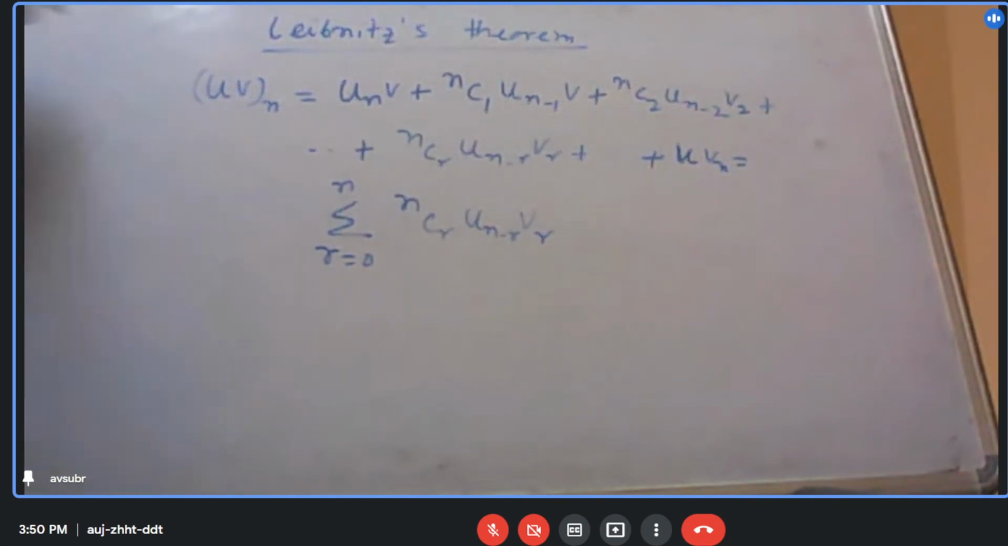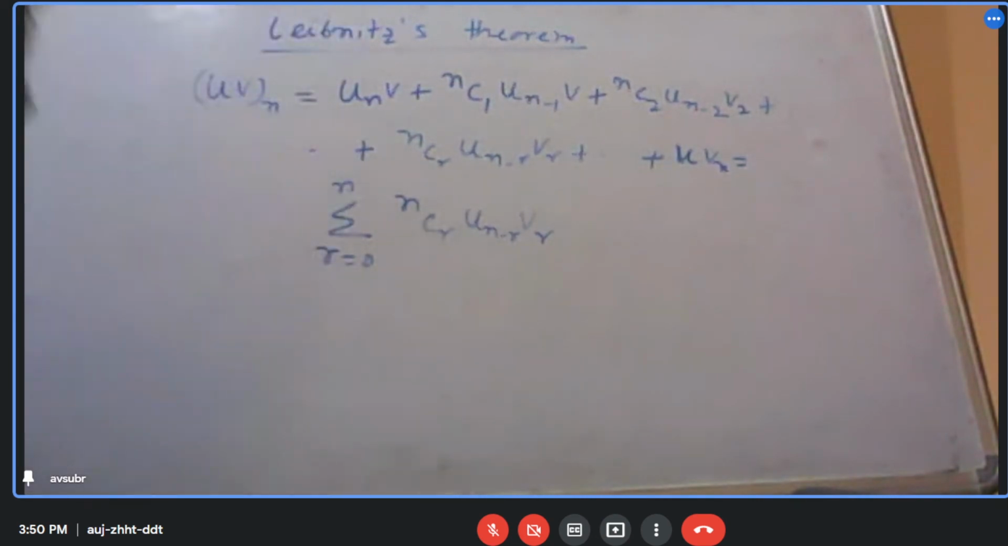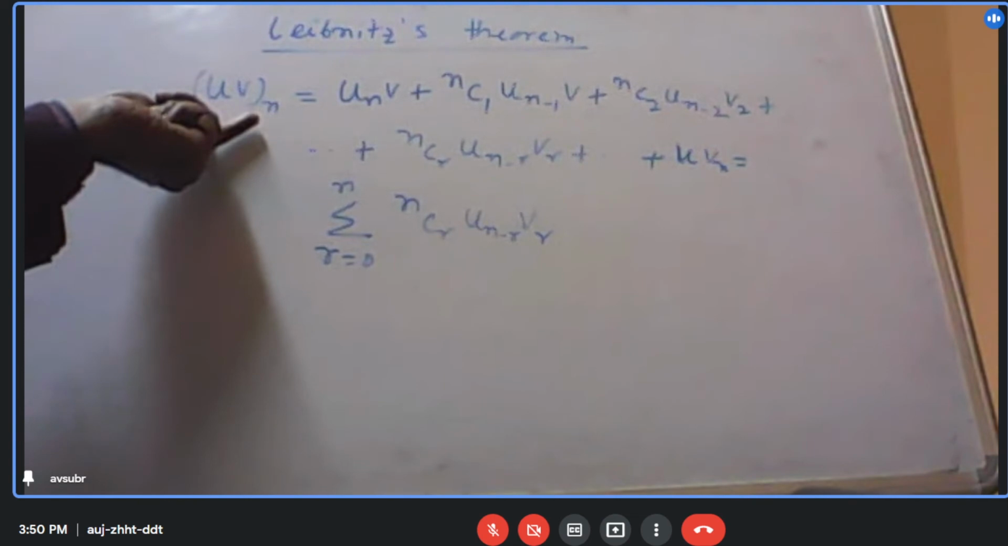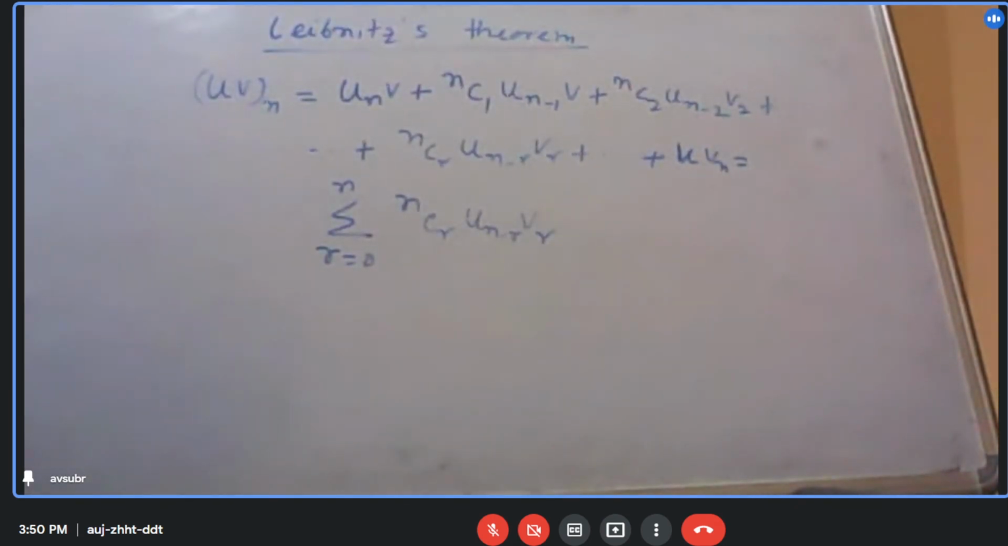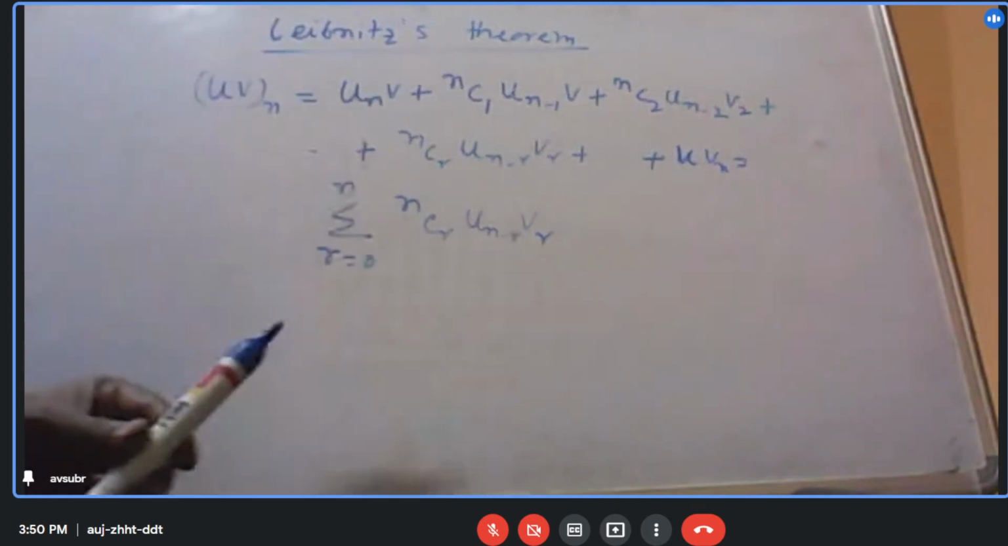It tells you that if you have two functions u and v and you want to find the n-th derivative of this product of two functions, it will be given by this particular formula. So this is how we can find the n-th derivative of the product of two functions.